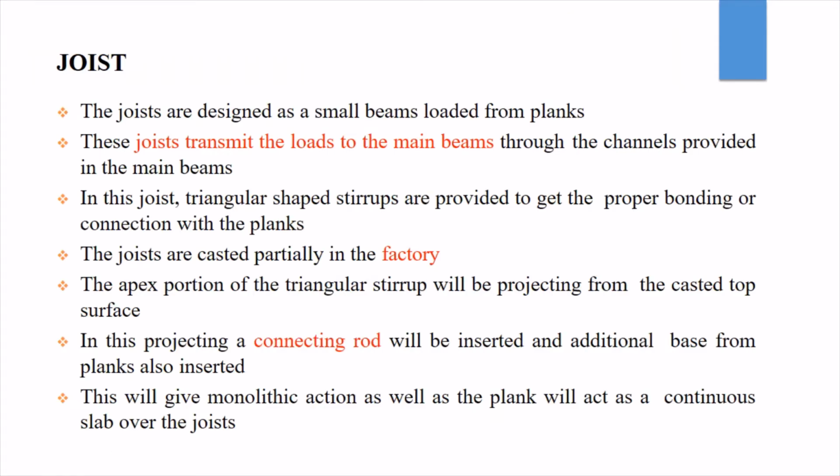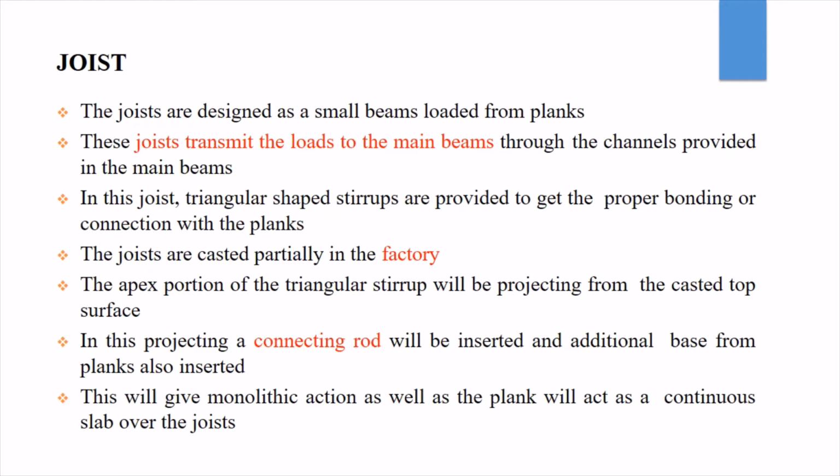Okay. And then joist. So the joists are designed as small beams loaded from planks, and these joists transmit the load to main beams through channels provided in the main beams. In this joist, triangle shaped stirrups are provided to get proper bonding or connection with the planks. These joists are casted partially in the factory.